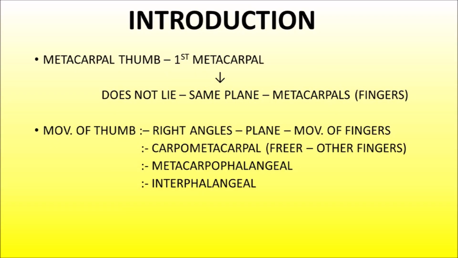To start with the introduction, the metacarpal of the thumb, that is the first metacarpal, does not lie in the same plane as the metacarpals of the fingers. The movements of the thumb occur in a plane at right angles to the planes of the corresponding movements of the fingers. Now you might wonder what is the reason for this. It is because the thumb is medially rotated through an angle of 90 degrees, and as a result, its extensor surface is directed laterally and not backwards. The movements of the thumb occur at the carpometacarpal, metacarpophalangeal, and interphalangeal joints.